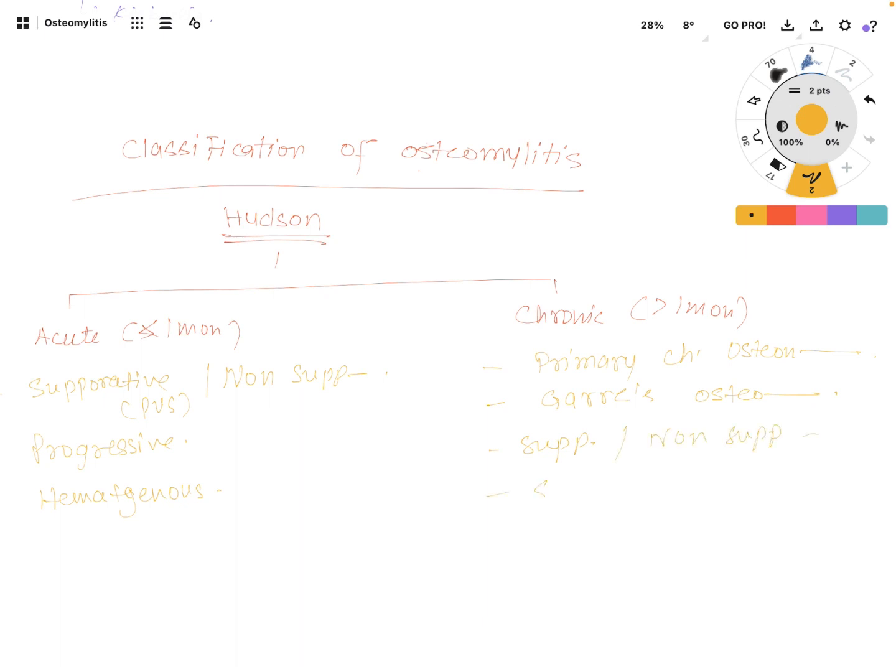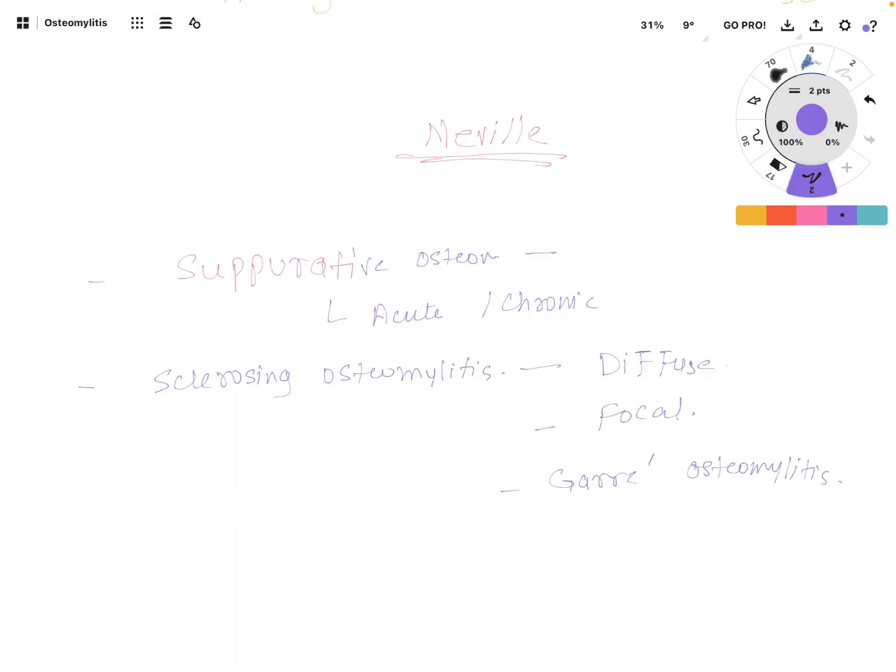Then there is something called sclerosing osteomyelitis. Correct. That's it for today's lecture. We will discuss all of these osteomyelitis in a separate lecture.